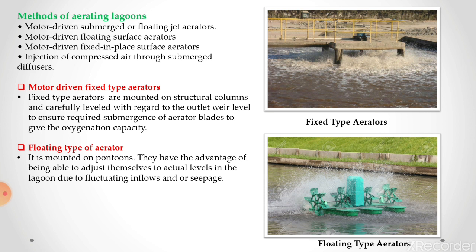Whereas the floating type of aerators is mounted on the pontoons, that is a floating platform. They have the advantage of being able to adjust themselves to actual levels. So as the level changes, they go up and down. Instead of being fixed in position, they match the level of the water in the lagoons due to the fluctuating inflow or the seepage.